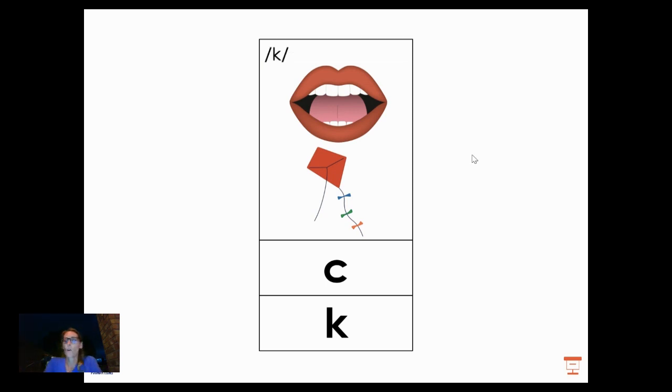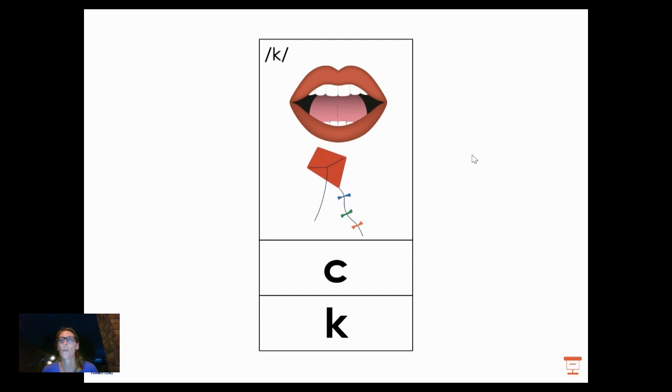So we are going to learn CK. We're actually going to practice it. When to use CK. Now, when we hear the sound k, we know that it can be spelled with a C or a K.